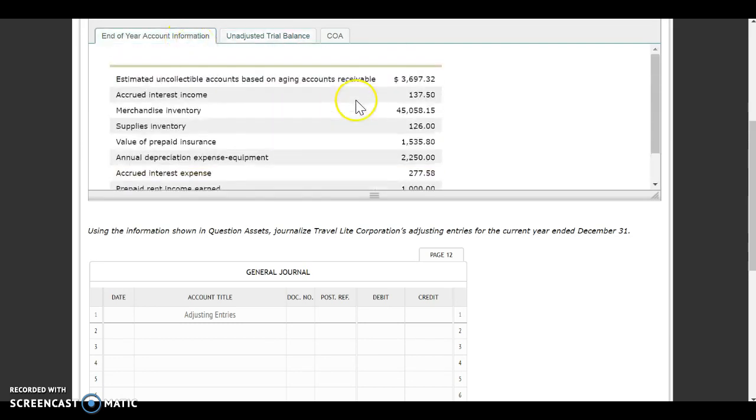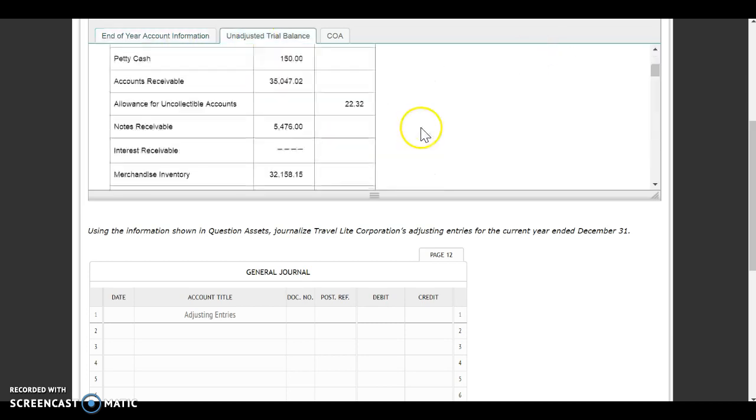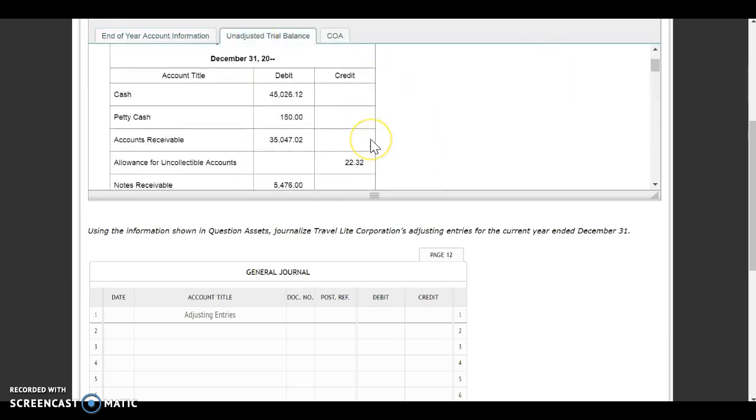Okay, we're going to take the estimated uncollectible accounts based on aging accounts, which is $3,697.32, minus our $22.32. Okay, that gives us $3,675. That is going to be our adjustment amount. So I'm going to put in December 31st.